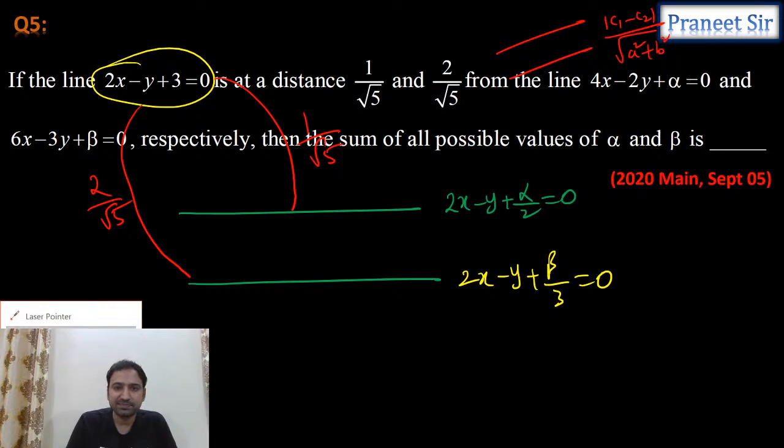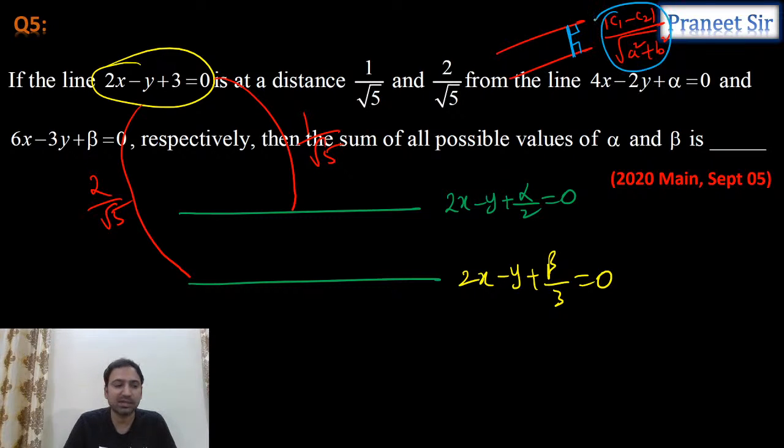This is the distance between two parallel lines. If you want to calculate distance between two parallel lines, this is a formula. So we can use this formula. What is the answer, Sharon? 30, 30. Okay. Any other? Anyone else done this question?